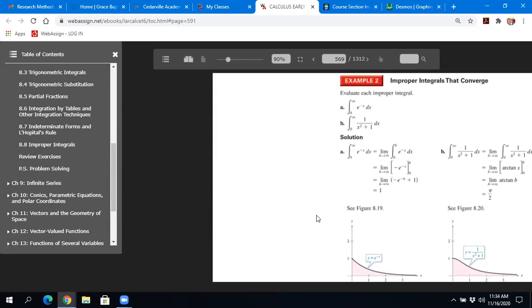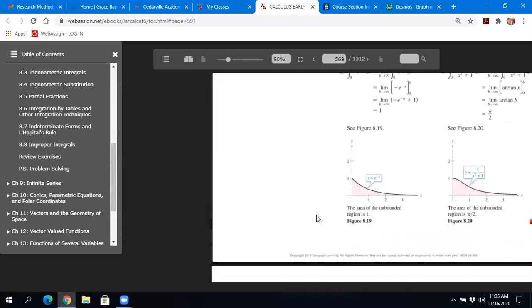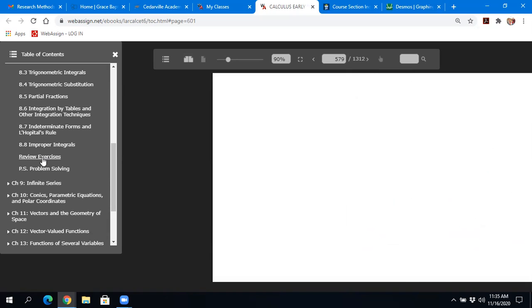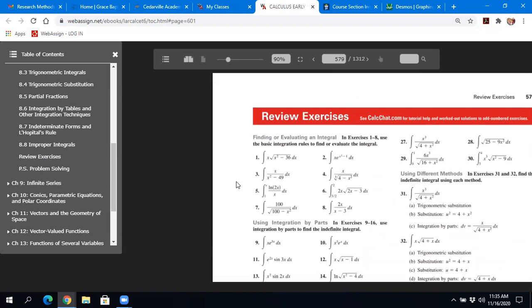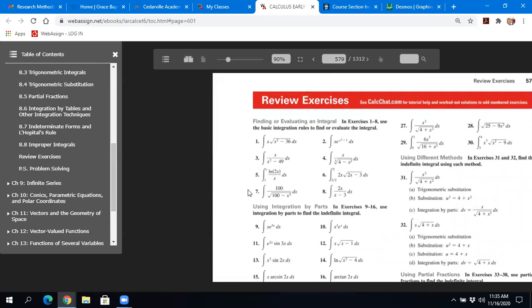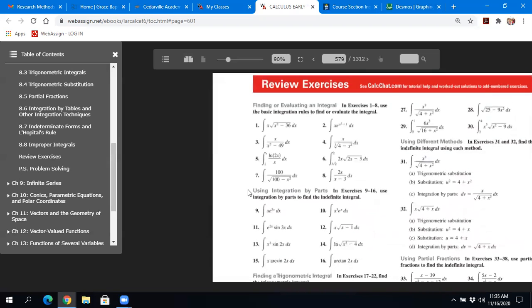And there were times where we had to use L'Hopital's rule when we were doing these improper integrals. Okay? One thing that I would suggest that you do, and I think it's good, is you go into the review exercises at the end of a section. Okay, so it's chapter 8, and you just go through and see if you know how to do these integrals. Yeah, that's great practice. Definitely go back and look through your WebAssign assignments as well to make sure you remember how to do these things.